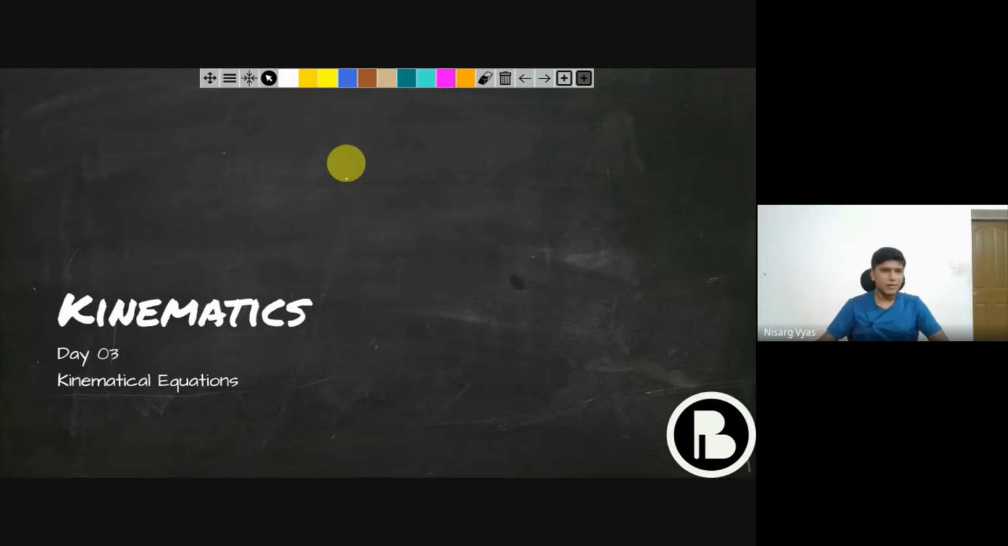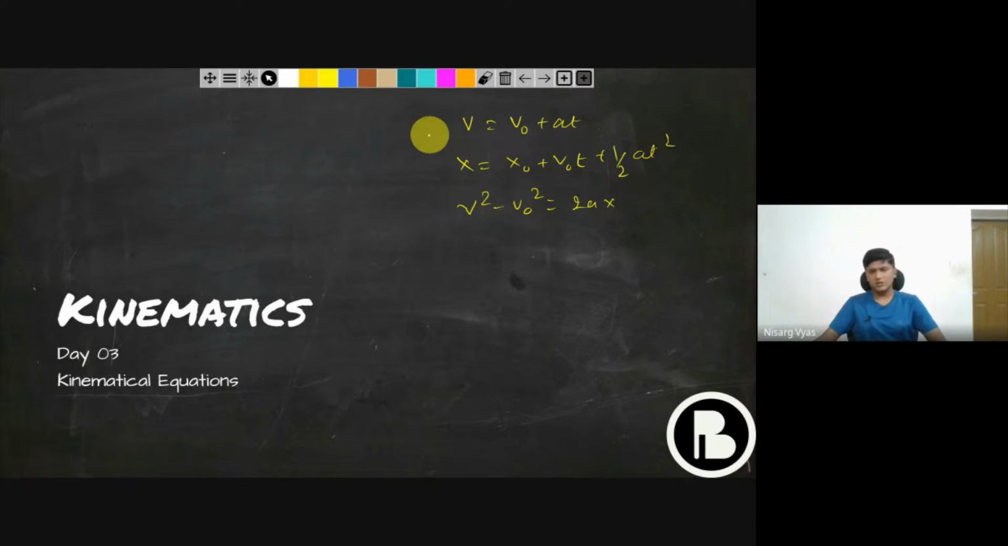Today we'll be talking about kinematical equations. All of you have studied these equations. I'll just write them down here so you will immediately realize that these are kinematical equations. V equal to V naught plus AT, or X equal to X naught plus V naught T plus half AT squared, or V square minus V naught squared equal to 2AX. These are those equations. You have already studied them.